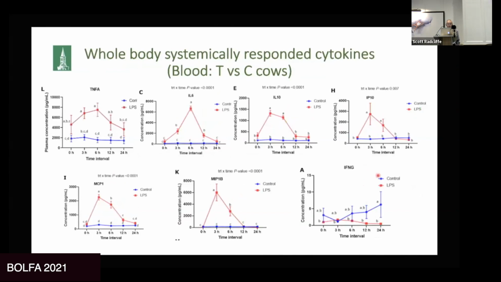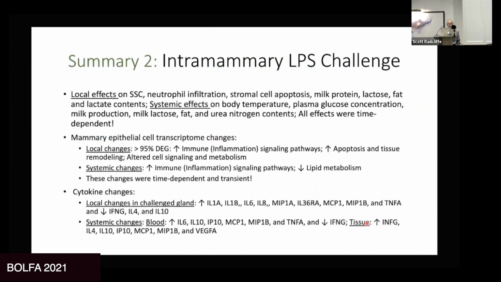In the blood, you can see the major cytokines increased in the treatment cows versus the control cows: TNF alpha, IL-6, IL-10, IP10, MCP1, MIP1B, and the only one that decreased in the treatment cows is interferon gamma. Okay, so in summary, for the cow study, we see clearly a systemic effect and a local effect in our model, which showed very clearly for the different things we measured, okay?